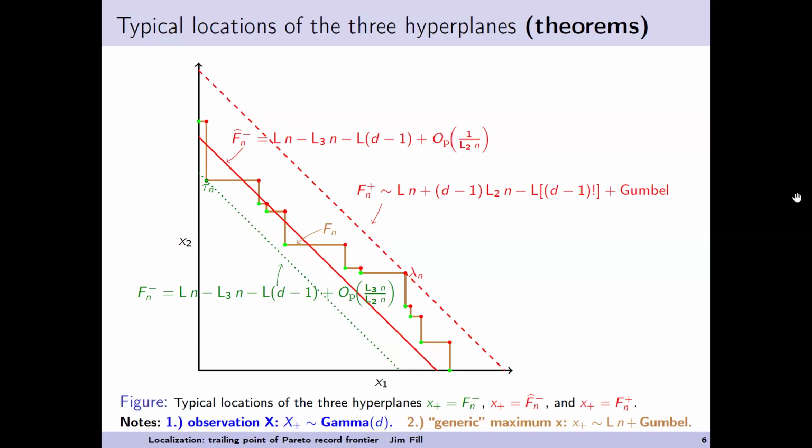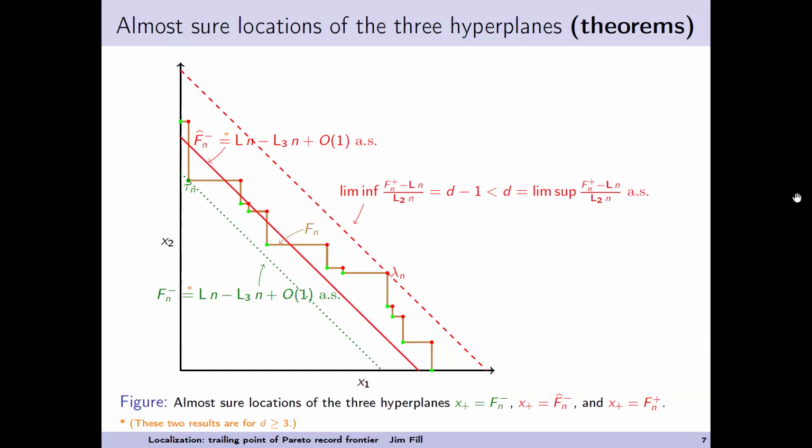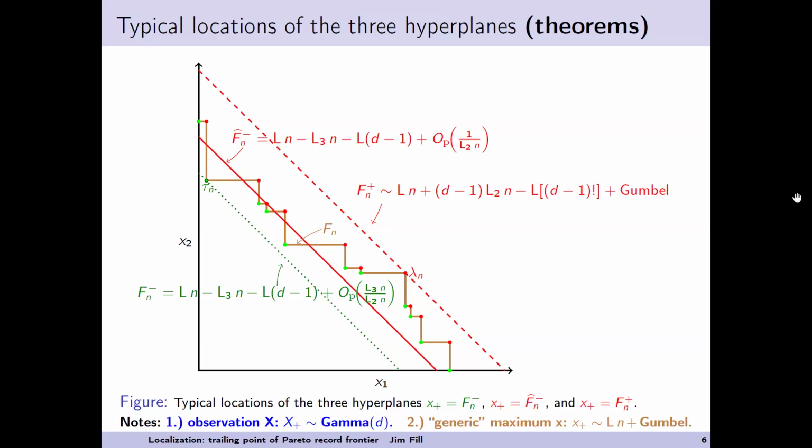But let me maybe say what our results are. I have two slides. One is entitled Typical Locations of the Three Hyperplanes. So I'm talking about things like convergence in distribution or convergence in probability. And then I have another slide about almost sure locations. So typical locations, here's how it goes. Again, this talk is not about Fn plus, but let me go down first to the last line on this slide. Since the observations have IID exponential coordinates, what's the sum of coordinates like for a typical observation? The answer is it's gamma distributed with shape parameter d. That is, a typical observation has sum of coordinates on the order of a constant.